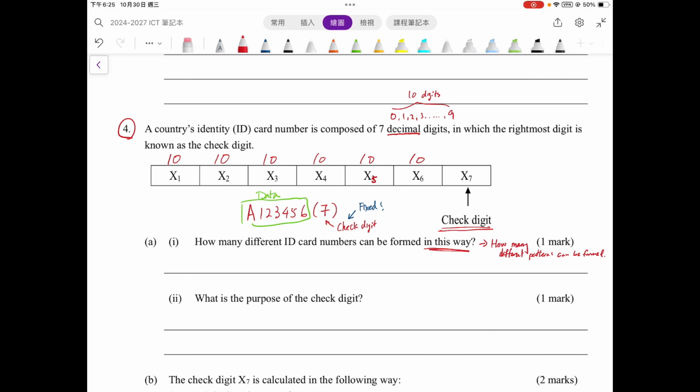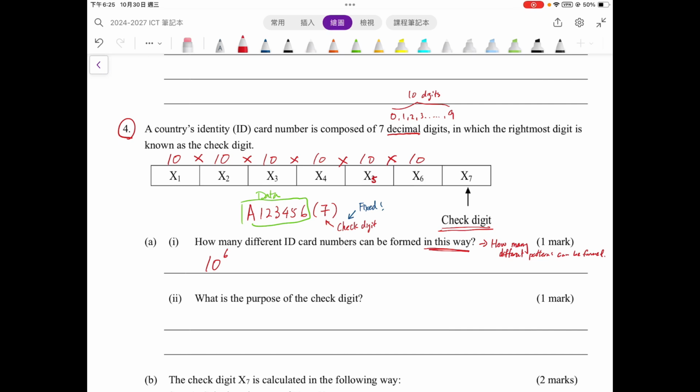Okay, and then when we are finding the number of patterns, we have gone through the mathematical part already. You want to find out the number of ways, you will do the multiplication: 10 times 10 times 10 times 10 times 10 times 10. Which means that for the first 6 digits in your ID card, you should have 10 to the power of 6 different patterns for you to form your ID.